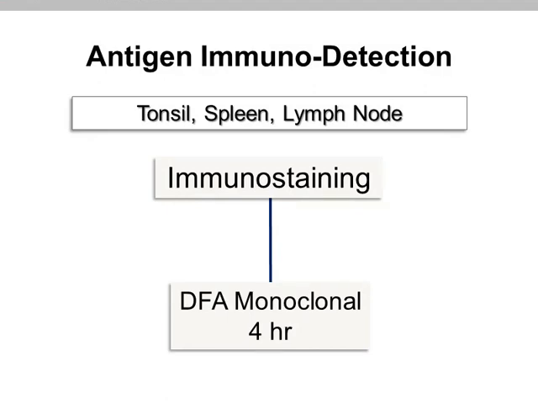Immunodetection. We have the ability to do cryosectioning of the spleen or the tonsil or lymph nodes and use monoclonal antibodies to look for the presence of the virus. And that immunostaining takes about 4 hours. It's a very nice tool to use if you have a decent tissue sample.